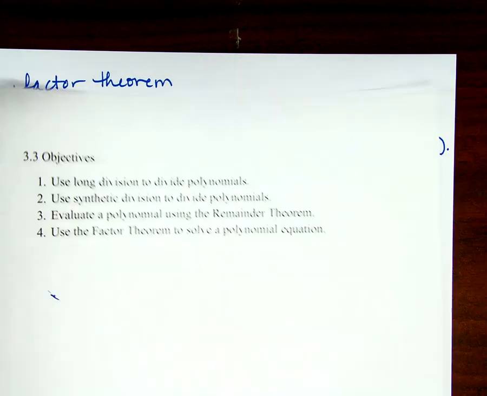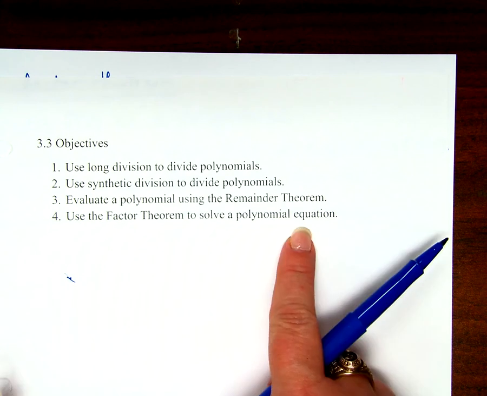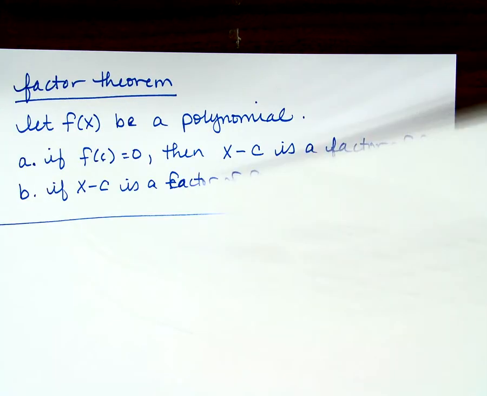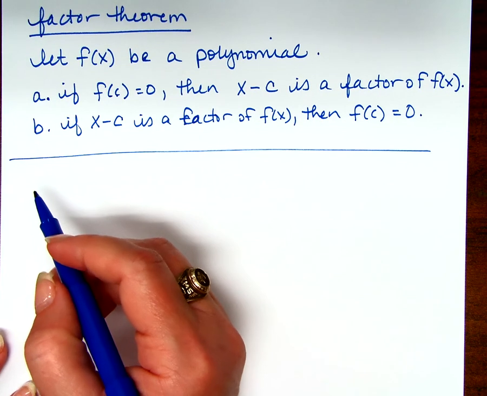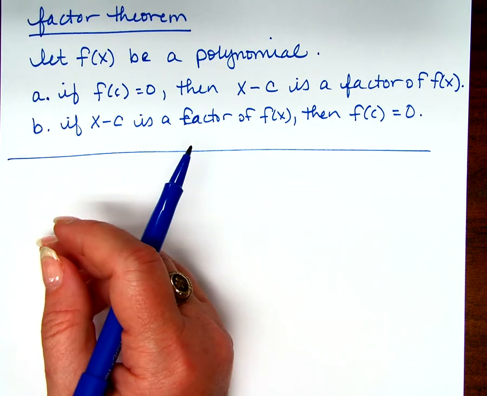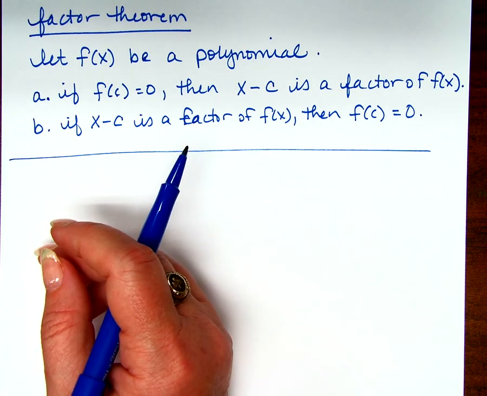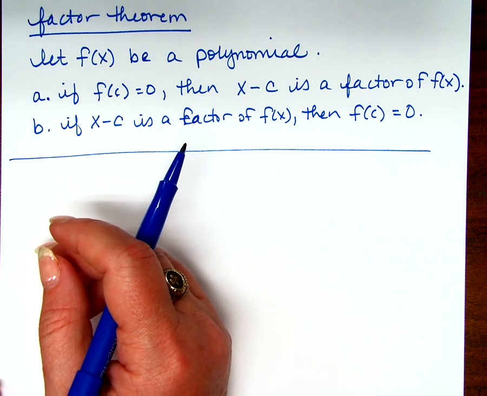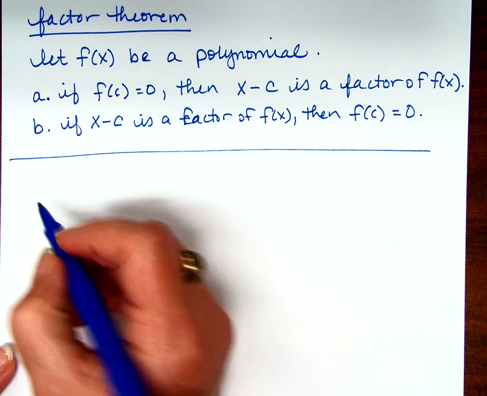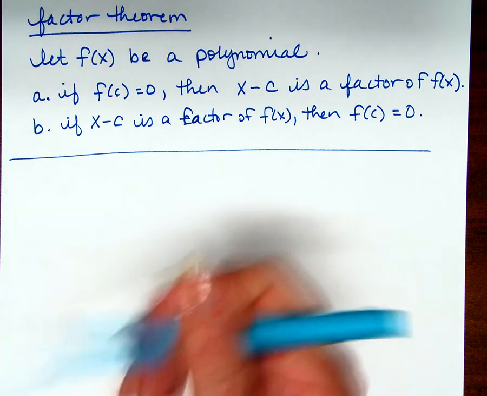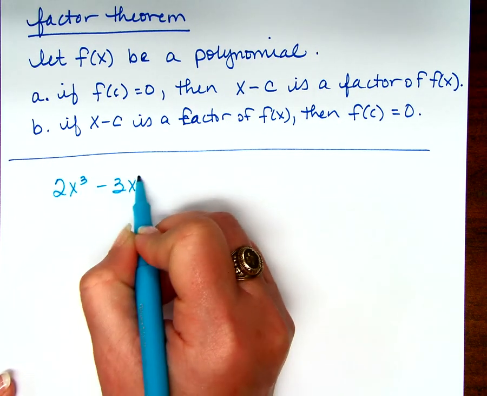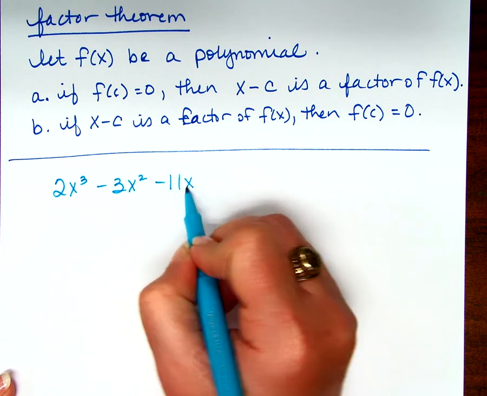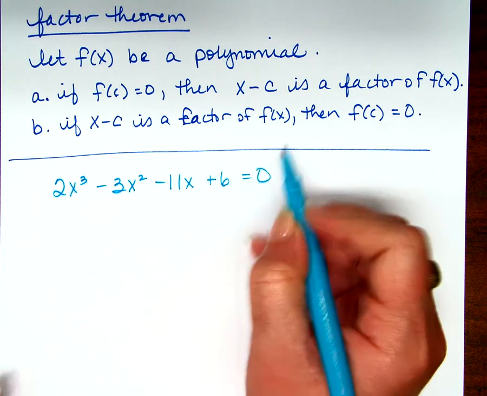So now what you need to do is use the factor theorem to solve a polynomial equation. This is something that we did in Algebra 2. I think you'll recognize it when we get there. We just didn't ever call it factor theorem because our book doesn't define it for us like that. Okay? So, here we go. 2x to the third minus 3x squared minus 11x plus 6 equals 0.